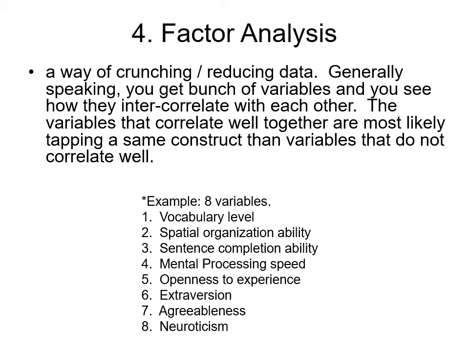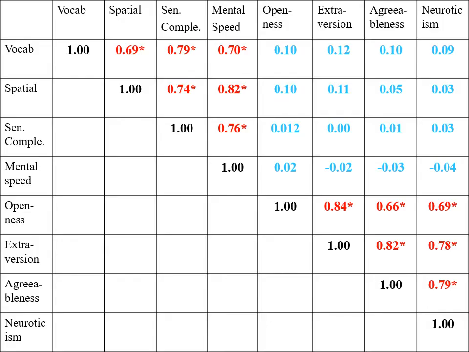You got vocabulary level, spatial organization, sentence completion, and mental processing speed, and then you got openness to experience, extroversion, agreeableness, and neuroticism. Okay, now when you do an intercorrelation of each one of these facets, what do you see?